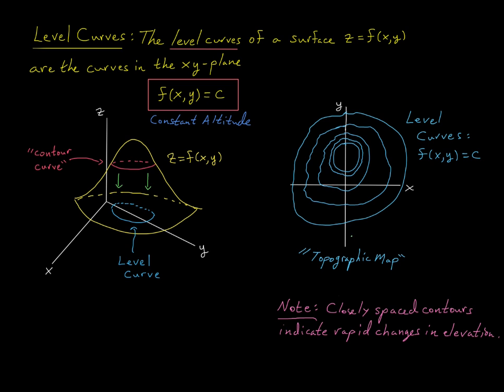And as I said in the last example, when you see closely spaced contours, it's telling you that you're seeing rapid changes in elevation. Basically, you don't have to move as far to get that equal change in elevation if the contours are really close. Whereas if you have a large gap, that's telling you you have to cover a greater distance to achieve that same change in altitude.